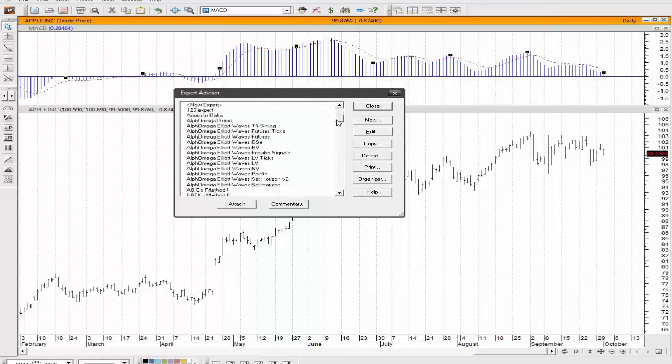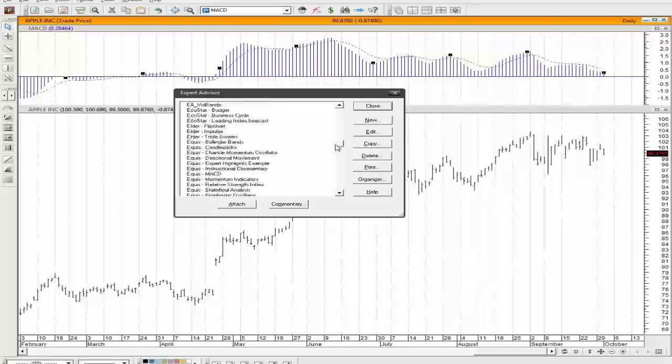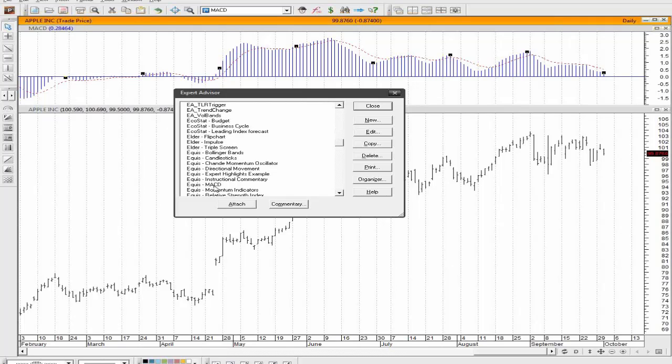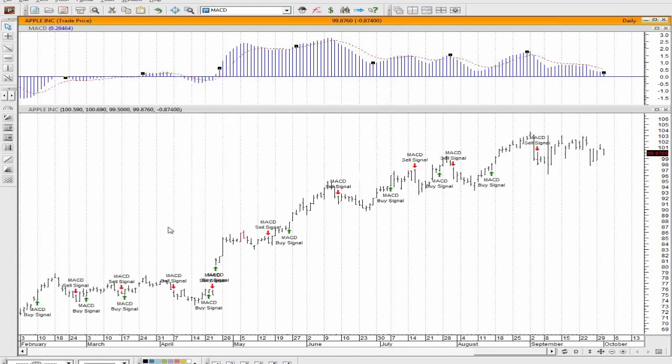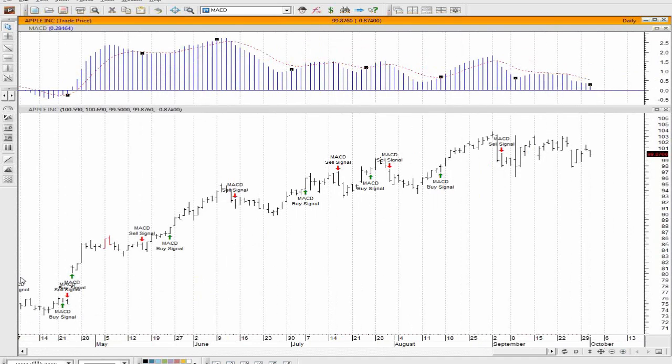So here we've got quite a few different options that we can pick from, but the one I want to show you is MACD. You'll also notice we have candlesticks, instructional commentary, momentum indicators, RSI, a ton of different ones. We're just going to focus on MACD because that's what we're talking about. I'm going to click on attach right here, then click on close, and it's going to give me all of those buy-sell signals. I'm just going to zoom in a little bit on the chart here.